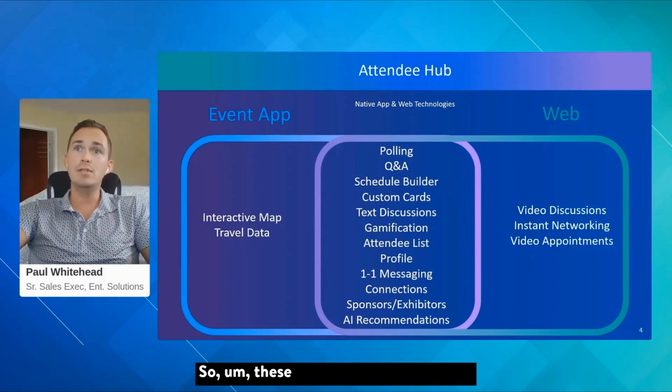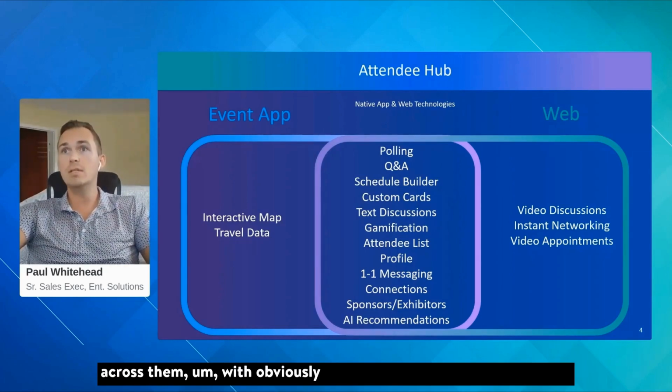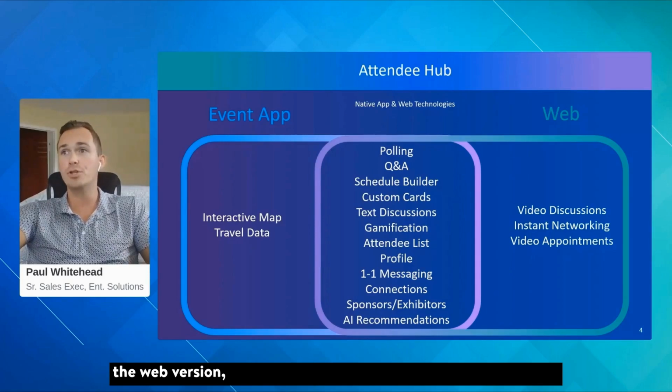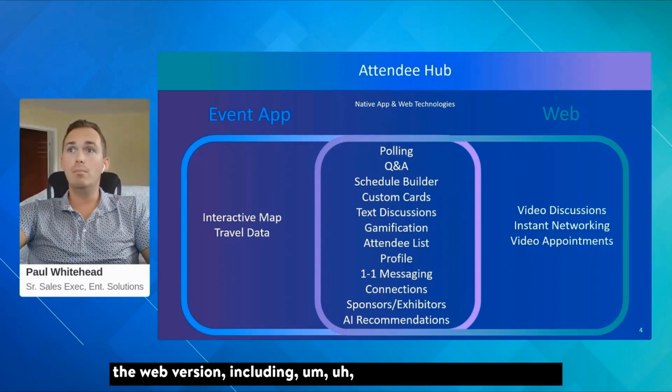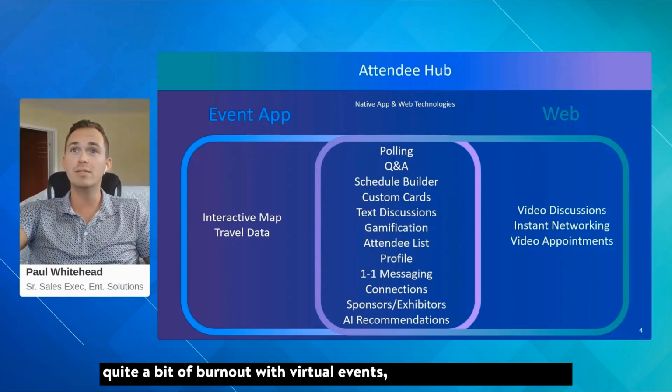So these two platforms obviously overlap at about 90% feature matches across them, with the event app including things like the map, so that people know where they're going, and then the web version including multiple things like the video discussions, instant networking, to allow for deeper engagement for the people that are attending virtually, because I think we've all seen quite a bit of burnout with virtual events.